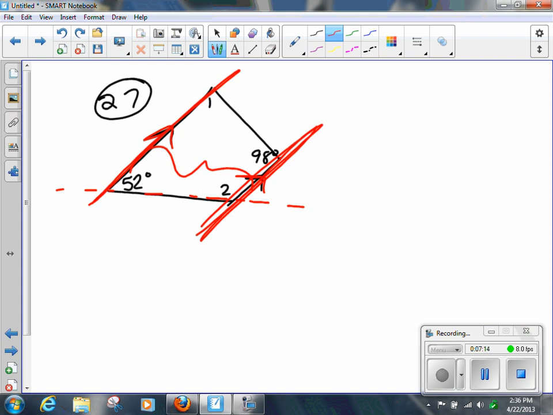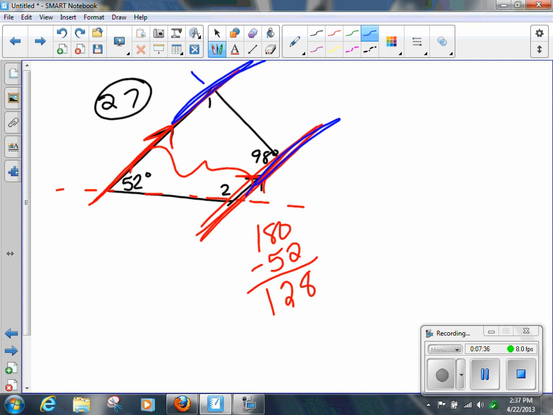How am I going to find angle 2? Is he right? Yeah, he's right. 180 minus 52 is 128, the measure of angle 2. Do you see that? Do the same thing for finding angle 1, because we're going to take what number away from 180? Those are same side interior as well. So I'm going to go 180, take away 98, which is 82, I think. I would.